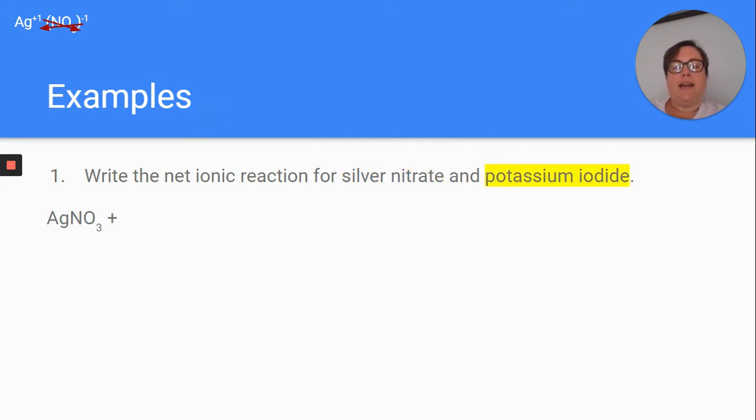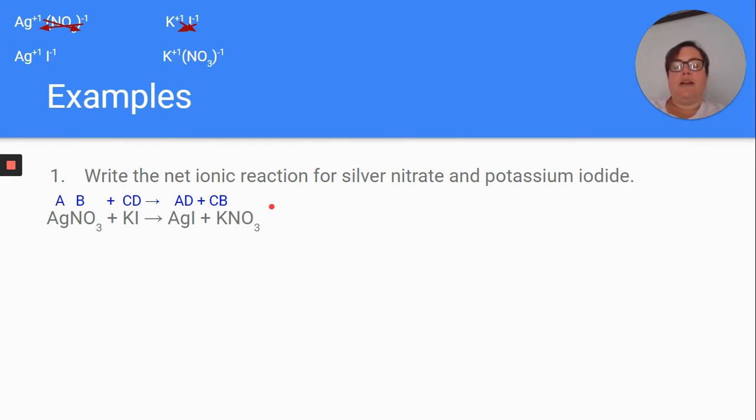Then we have potassium iodide. Potassium in group 1 is plus 1. Iodide in group 17 is minus 1. We cross our charges and we get KI. Then we look on page 6 at the double replacement and we see that the pattern AB plus CD goes to AD plus CB. A in our problem is silver, which still has that positive charge. D is iodine, which still has the negative 1 charge. When we cross our charges, we get AgI. Then we look at C, which is potassium, still with the plus 1 charge, and B is the nitrate ion, which still has the negative 1 charge. And we cross our charges.